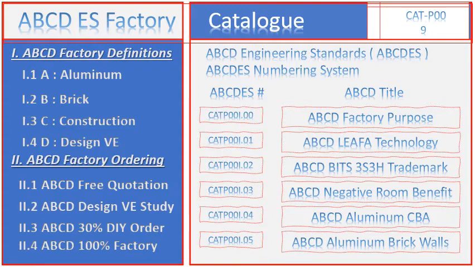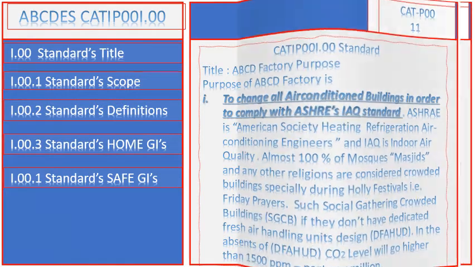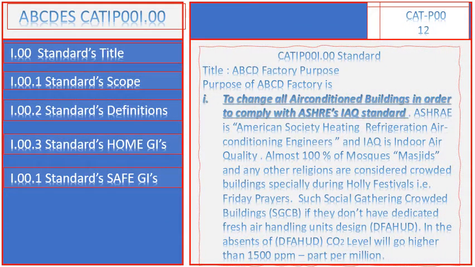Anyhow, in this sheet we are explaining the ABCD factory definitions. It is aluminium brick. In the next slide we will see that it is to be used to comply with the standard. So it is a new construction material to solve a problem. The design will be value engineering, so solving the problem is to reduce the life cycle cost.